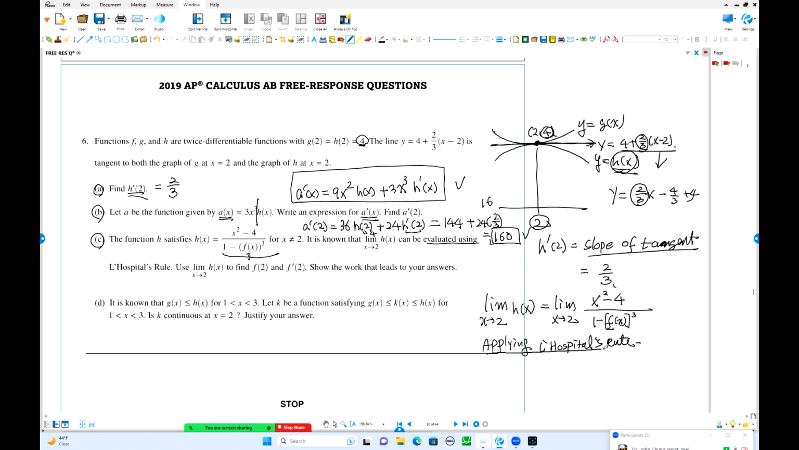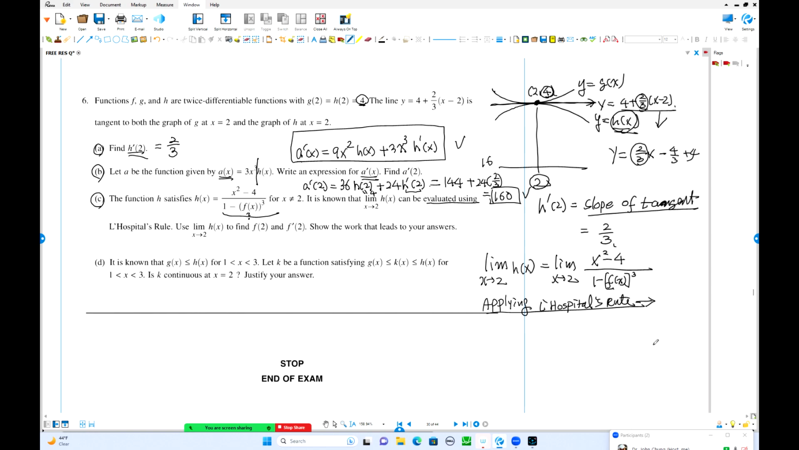Okay, then we can get what limit value. Are you okay with this? Okay. To apply L'Hopital's rule, there's a condition over here, okay? Put this number 2 there.